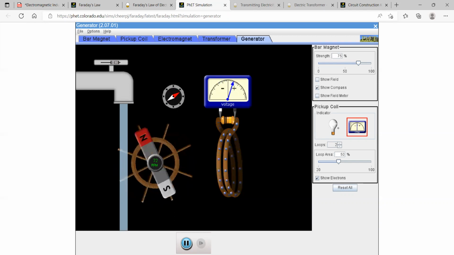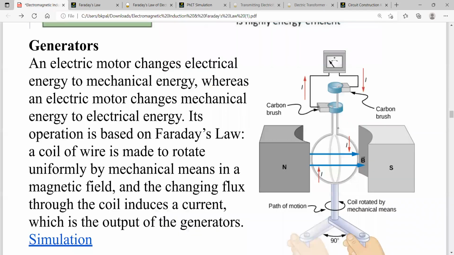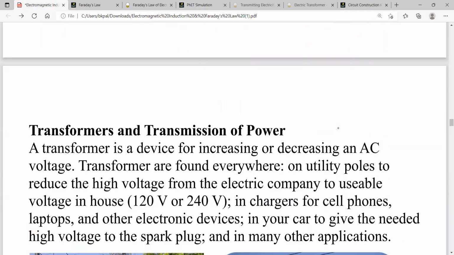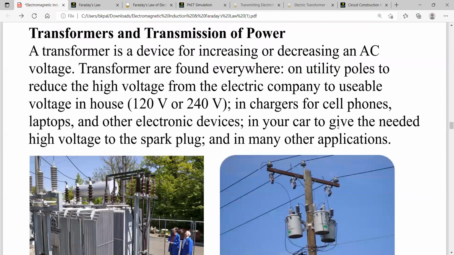All right. The next thing we are going to learn is the transformer. A transformer is a device for increasing or decreasing an AC voltage. So here you see that it only works for AC voltage. It doesn't work with DC voltage. Sometimes we need to increase or decrease the input voltage. So how can we do that? We can increase or decrease the voltage by using a transformer.